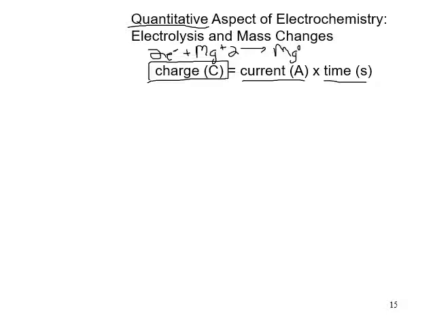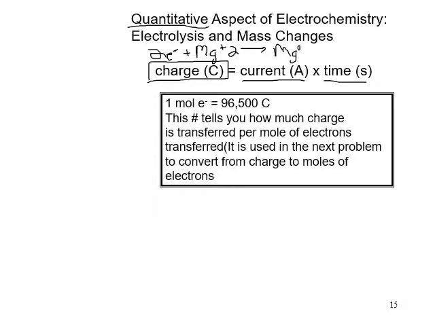And that gives me charge in coulombs. Now you remember coulombs is related to moles of electrons through the Faraday constant. So we see that here, for every 1 mole of electrons relates to 96,500 coulombs. So if I run so much current for so much time, and that turns out to be 96,500 coulombs, I have just delivered 1 mole of electrons.